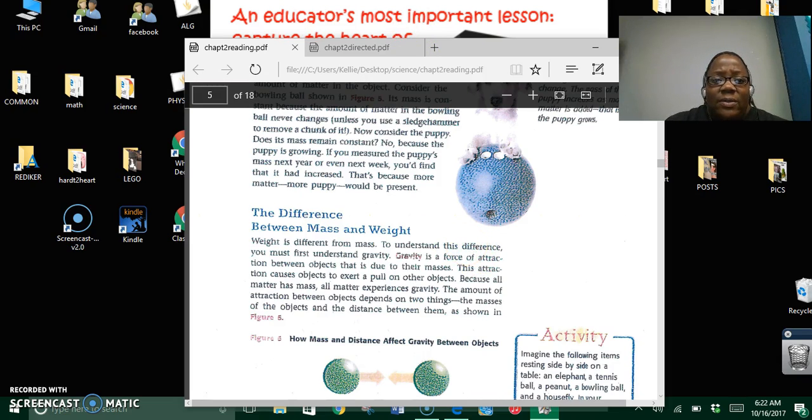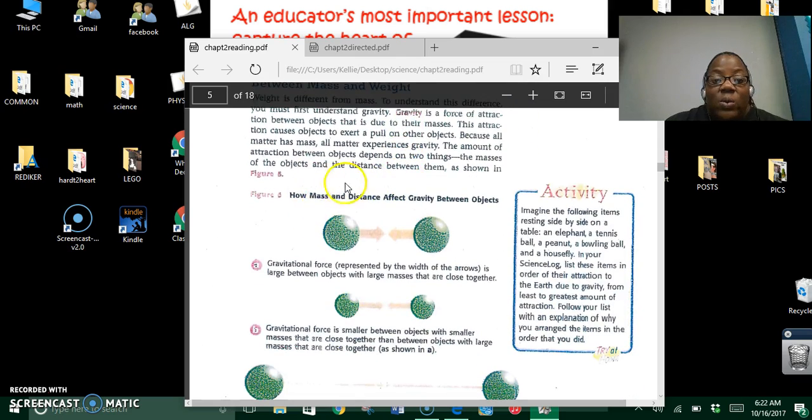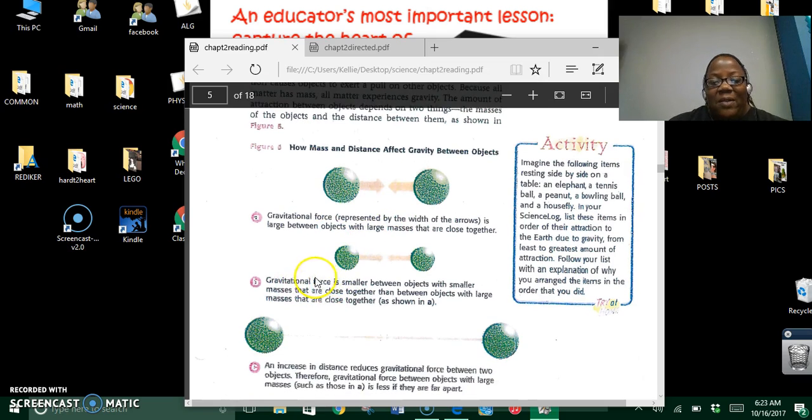Okay, so figure 5, what's going on in figure 5? Figure 5, how mass and distance affect gravity between objects. Gravitational force is represented by the width of the arrows. So the width of these arrows is pretty thick, right? Gravitational force is larger between objects with large masses that are close together. So basically, the larger the object, the more mass it has, and the closer it is to another object that's also very large, the more mass it has, your gravitational force is going to be stronger. Okay? By the way, gravitational force is a fancy way of saying weight.